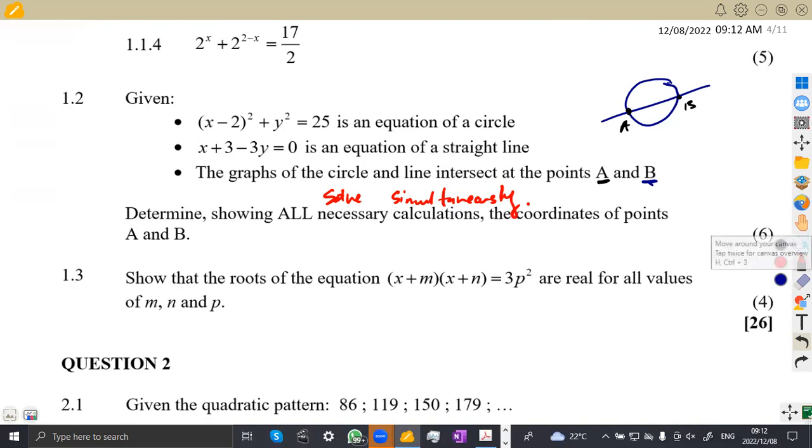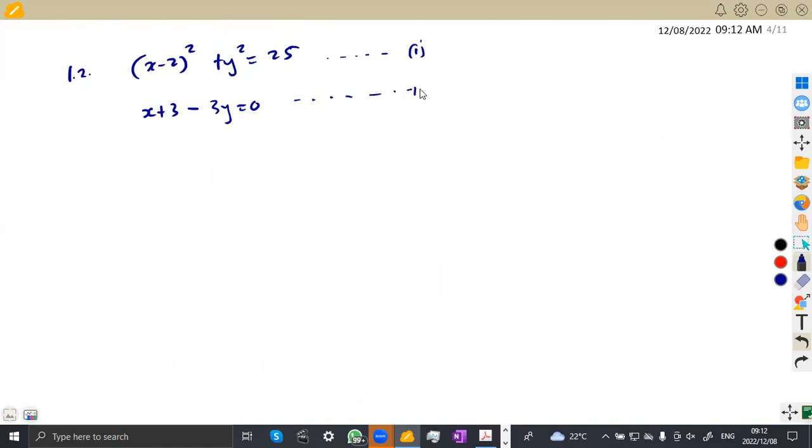So what are we going to do, guys? Let's take it aside. That's 1.2. We're given two equations on 1.2. The first one is of a circle, which is (x - 2)^2 + y^2 = 25. And that of a straight line, which is x + 3 - 3y = 0. So we've got our first equation and our second equation here.